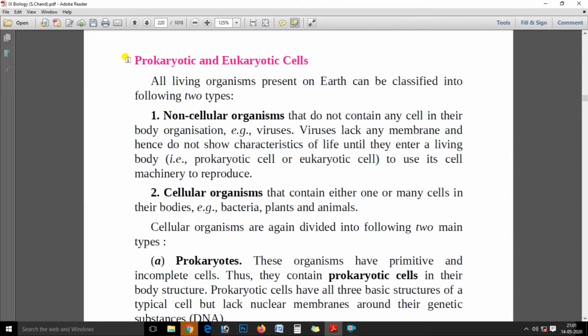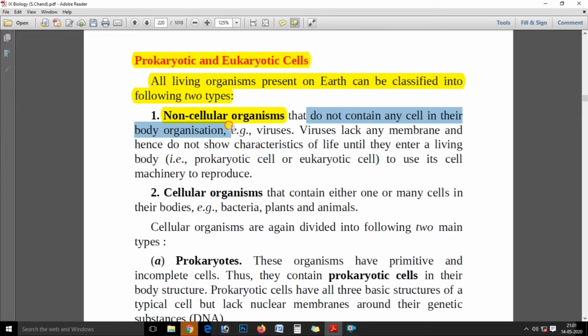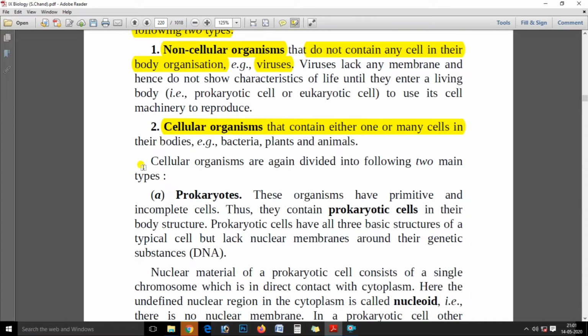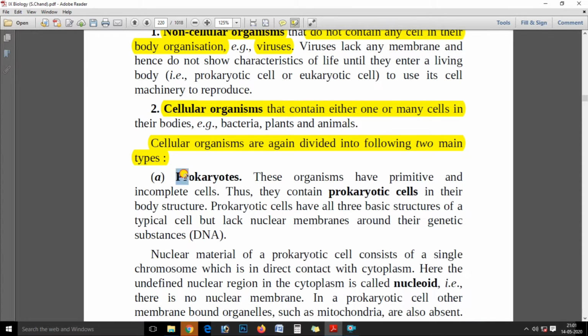Now we have two important types of cells, that are prokaryotic cells and eukaryotic cells. All the living organisms present on the earth can be classified into two types. The first one is non-cellular organisms, that means those organisms which do not contain any single cell in their body, for example, viruses. And the second type is cellular organisms, that means those organisms which are made up of cells. It could be a single cell or multiple cells. The cellular organisms are further divided into two main types.